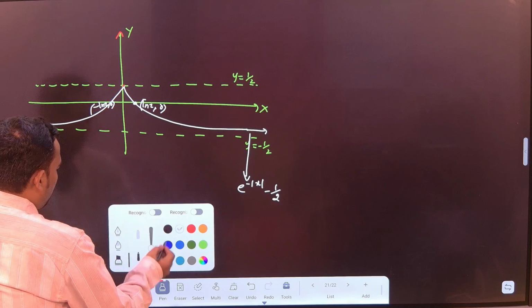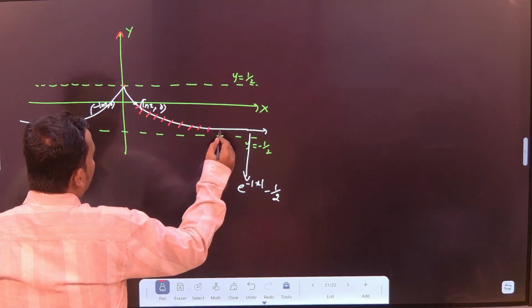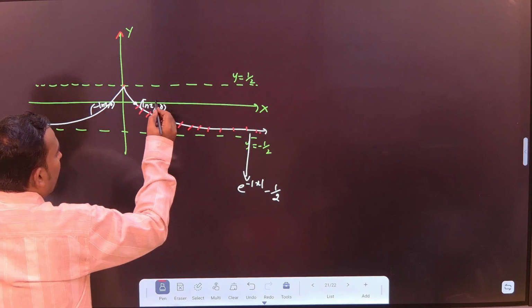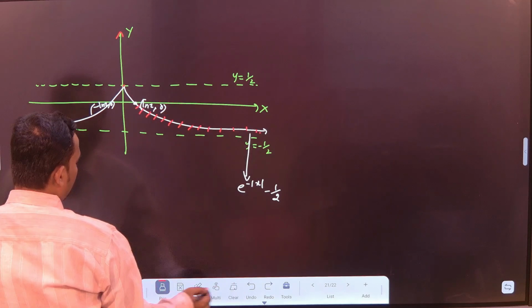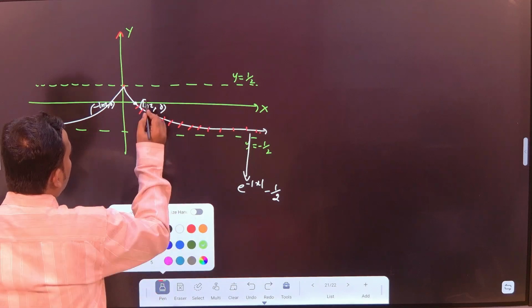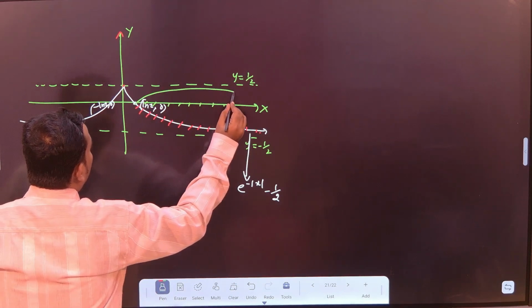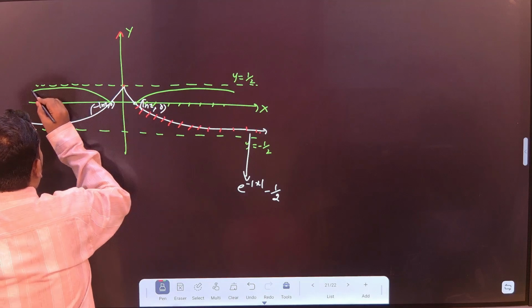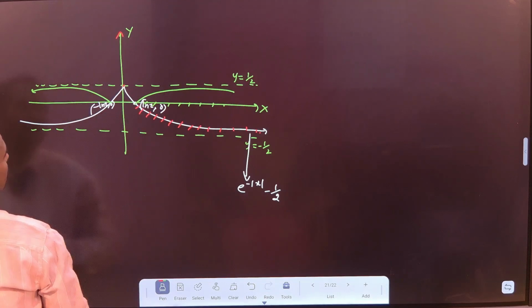So now you can apply the modulus. Whatever is below the x-axis, you take its mirror image about the x-axis. Let's take this one, mirror about the x-axis. This will be like this, right? Understand? Okay.